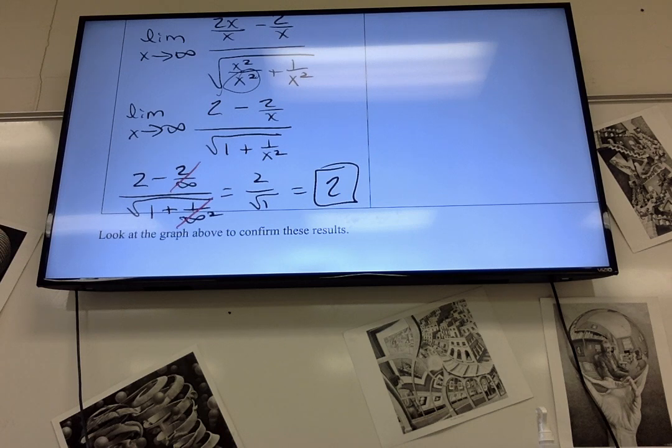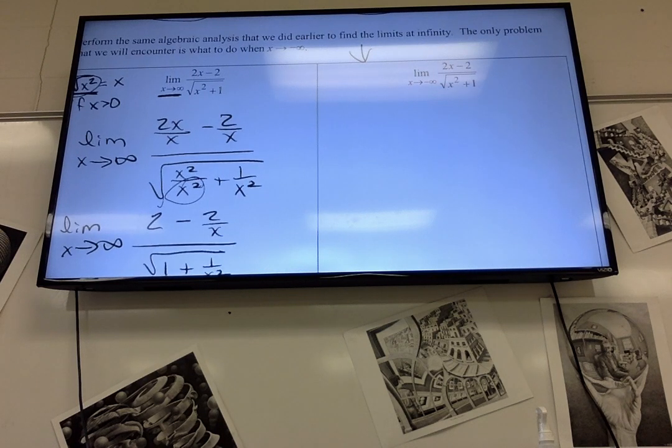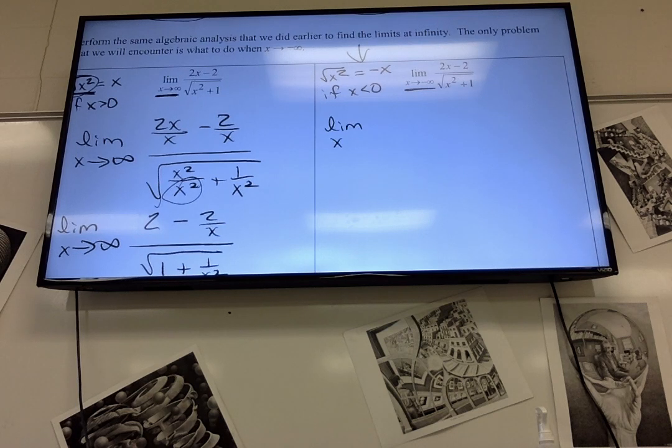But we plug in negative x on the next one? Yes. So on the next one, the square root of x squared is the biggest one on the bottom, which is negative x because x is less than 0, because we're approaching negative infinity. Okay. So we do the limit as x approaches negative infinity of 2x over negative x minus 2 over negative x, over the square root of x squared over x squared plus 1 over x squared.